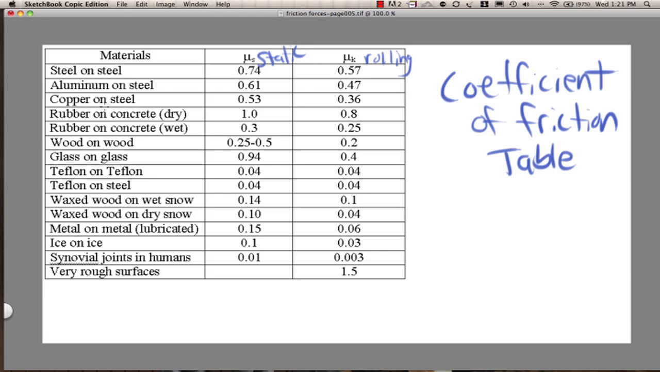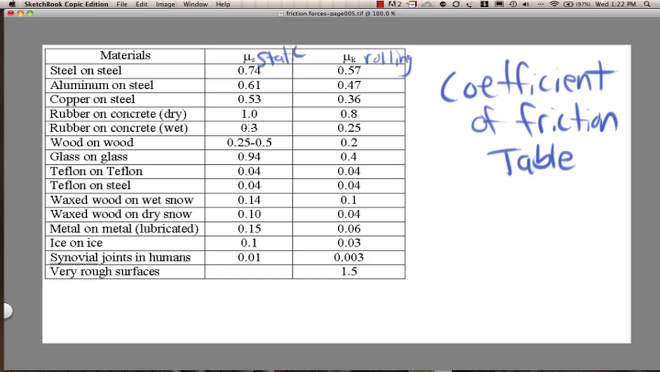All right, things that you might use on a regular basis. Rubber on concrete. So this is your rubber tire on dry concrete, which has a static coefficient of 1. 1's the highest you can have. So that's pretty good. I'm pretty safe having my teenager drive her car in nice dry conditions. That's just to get going. But then once she's going, it drops to 0.8, still pretty high. Very comfortable.